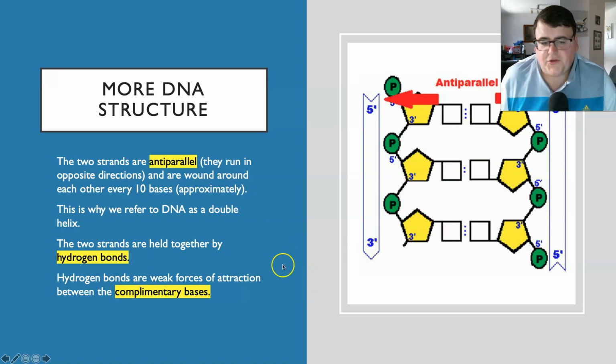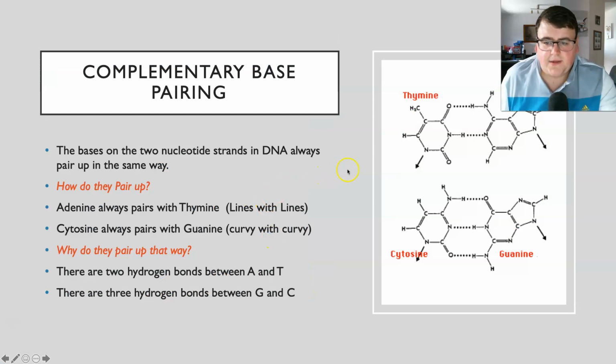Now the word complementary there is important because each base will only go with one other base. The bases will always pair up in the exact same way, and that gives order to the structure of DNA. So how do they pair up? Well, adenine will always pair with thymine. Now A with T, so straight lines with straight lines. Cytosine will always pair with guanine. Curvy with curvy, C with G.